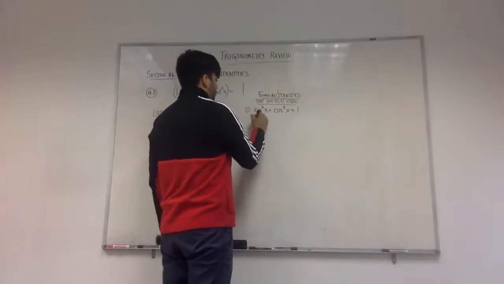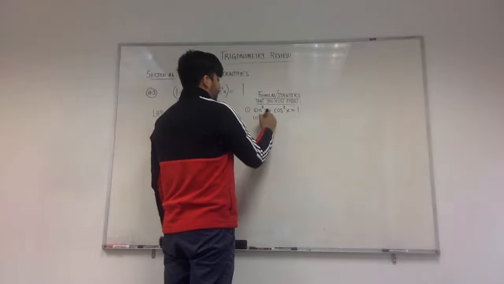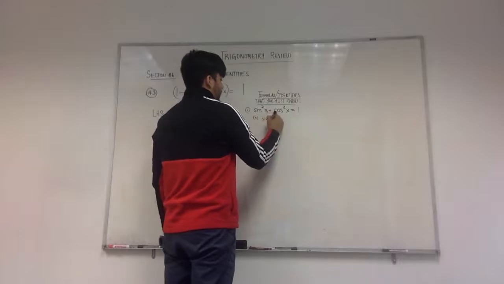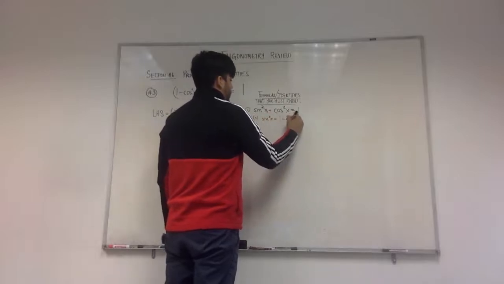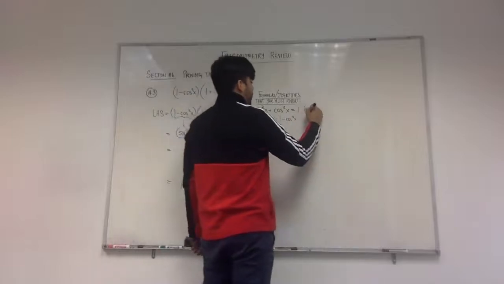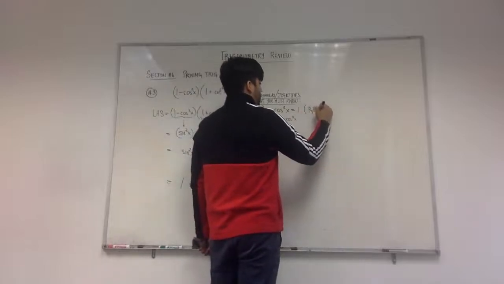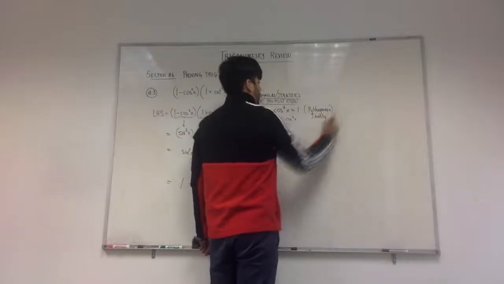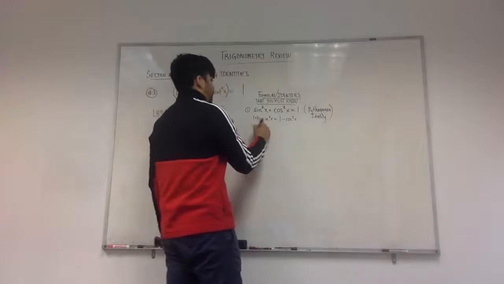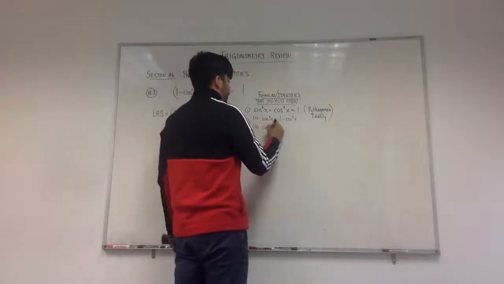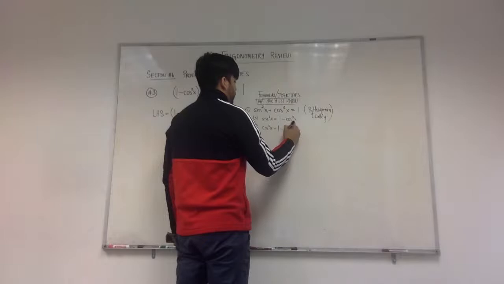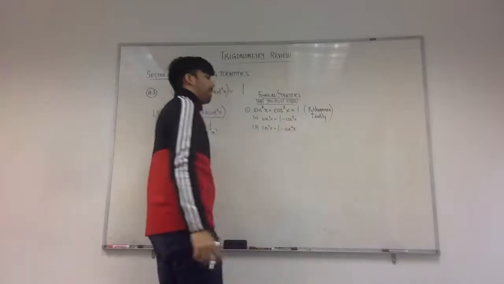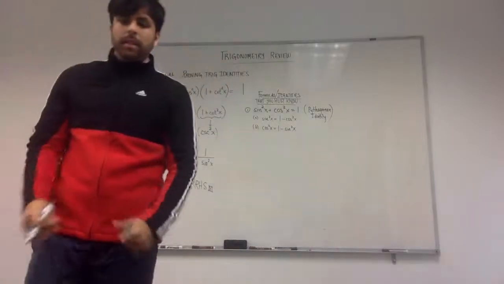From here, I'm going to call it little a. I can write that sine squared x is equivalent to 1 minus cosine squared x. And this here was known as the Pythagorean identity. Part B, I know that cosine squared x equals 1 minus sine squared x from the same identity.